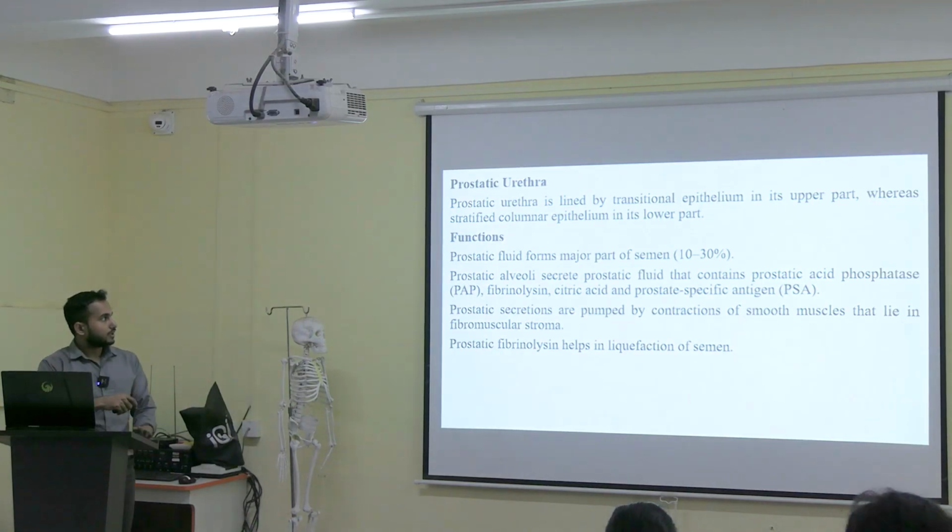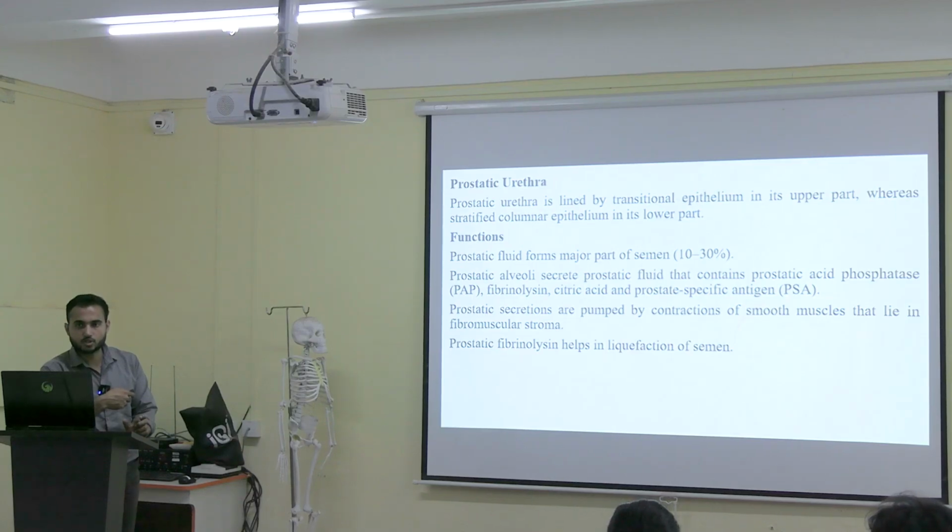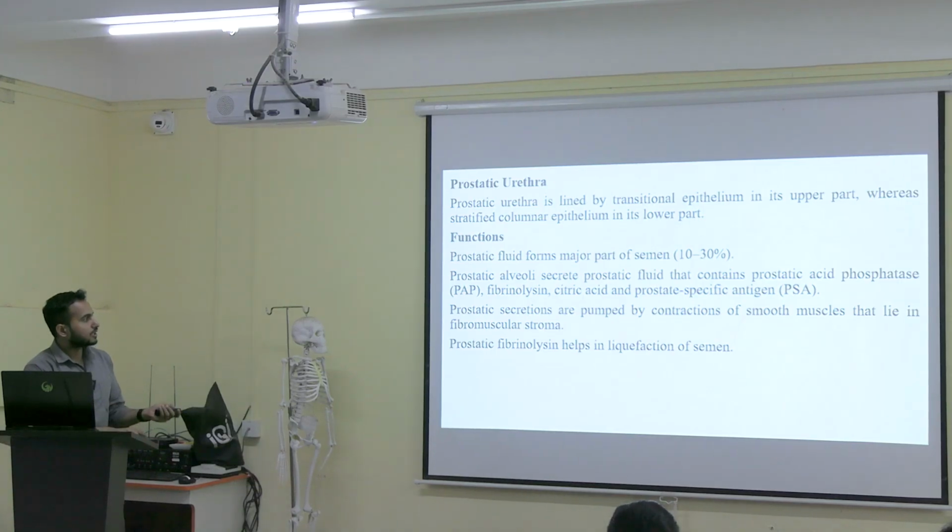Now, what is the function of the prostate gland? Prostatic fluid is present mainly in the semen, 10 to 30%. So when the semen is coming out during ejaculation, 10 to 30% of that fluid belongs to the prostate. Next, prostatic alveoli secrete prostatic fluid, which contains prostatic acid phosphatase, fibrinolysin, citric acid, and prostate specific antigen. All those things are present in the secretion. Prostatic fibrinolysin helps in liquefaction of the semen.